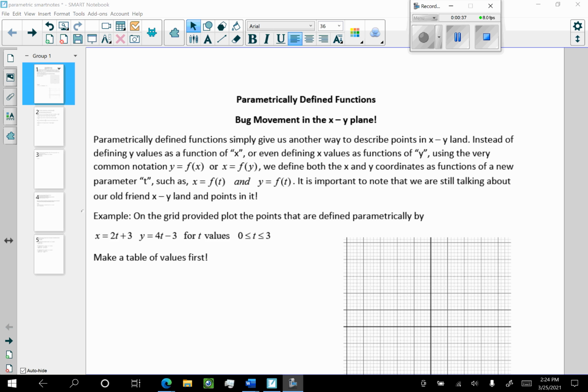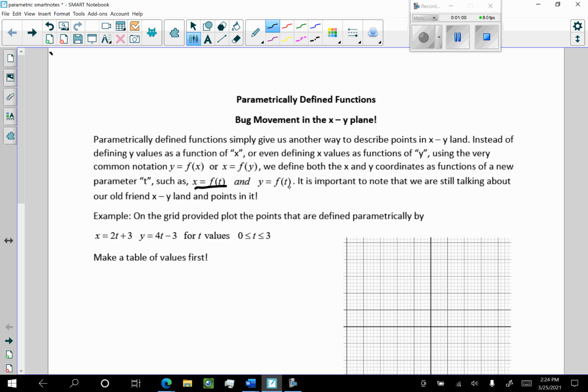Instead of defining y values as a function of x, or even defining x values as functions of y, which we've done before, using the very common notation y is equal to f of x or x is equal to f of y, we define both the xy coordinates as a new function of t, x of t, y of t. And you'll get that here in a little bit. It is important to note that we indeed are still in XY land. We absolutely are still in XY land. 99% of what we do will be in XY land.